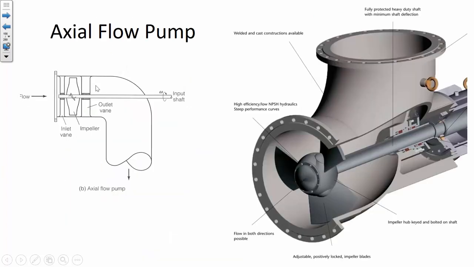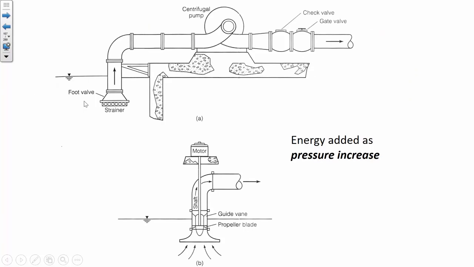Whereas in the case of an axial flow pump, you could have the motor at the surface where it's getting electricity and it can cool off, but the impeller could be down underground, like pumping groundwater up from beneath an aquifer. But in this case, it's adding energy in the same way. It's increasing the pressure. One of the things that we're going to talk about when we look at the pressure that's being added by a pump is the risk of a phenomenon called cavitation.